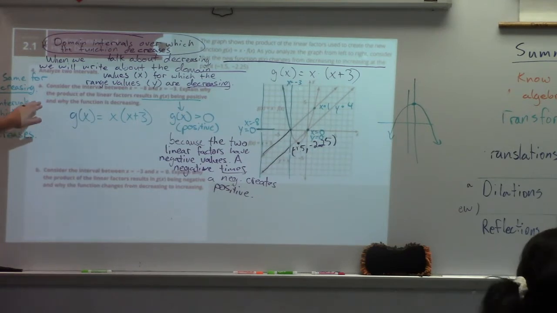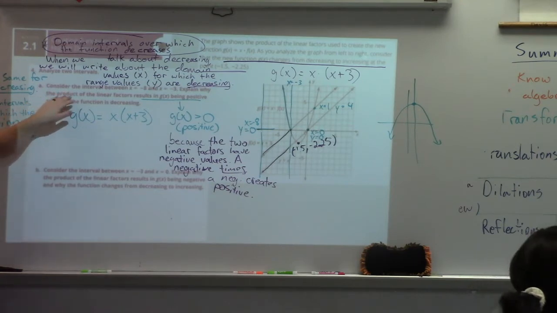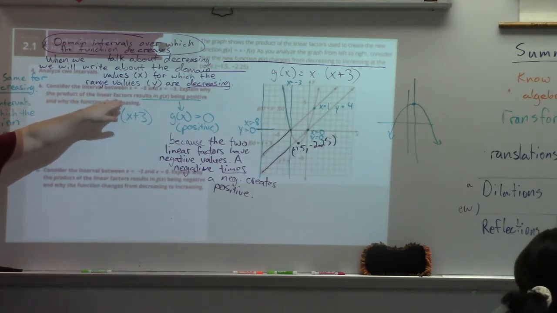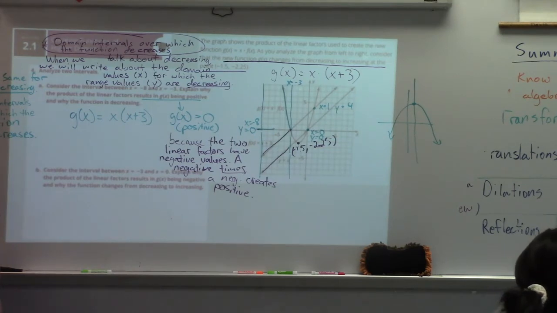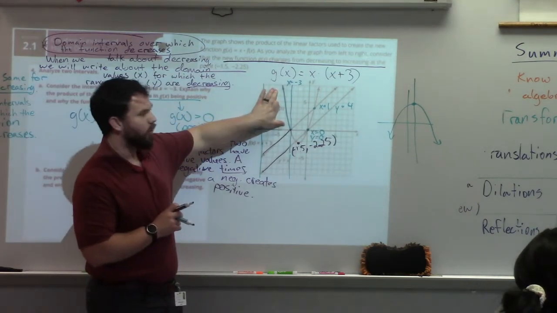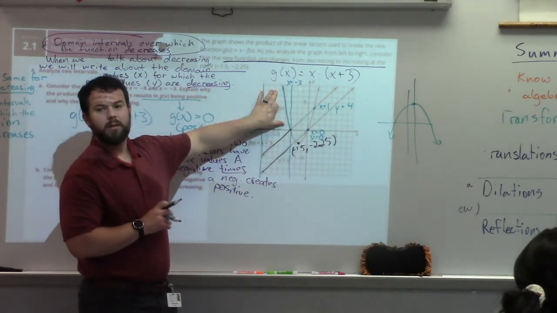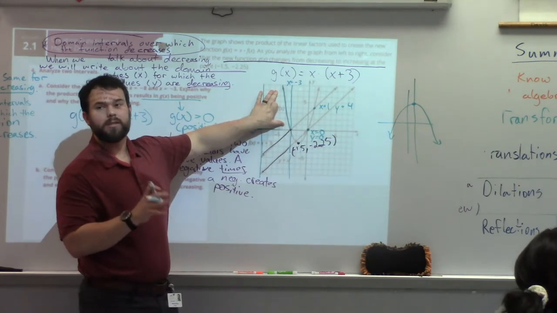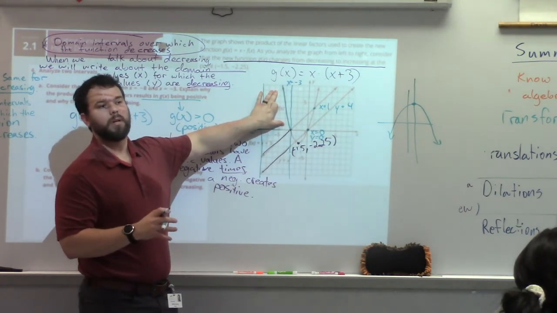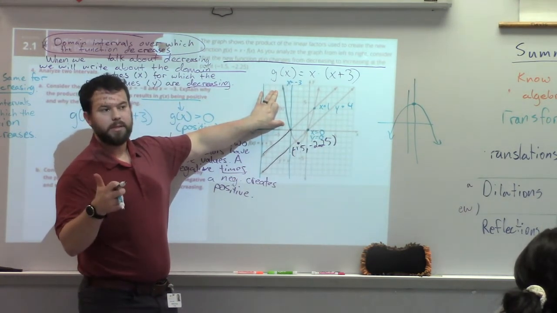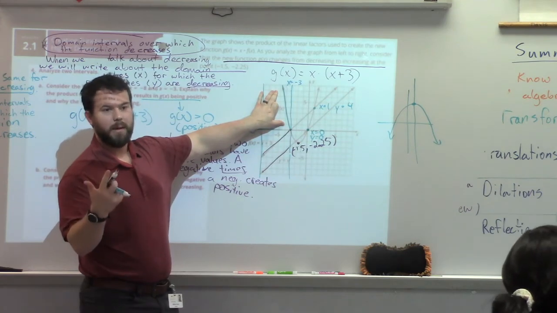Do you understand the question up here of explain why the product of the linear factors results in g of x being positive? First off, do you understand that the g of x outputs are positive? By the way, what are the ways to create a positive number when multiplying? A negative times a negative or a positive times a positive.